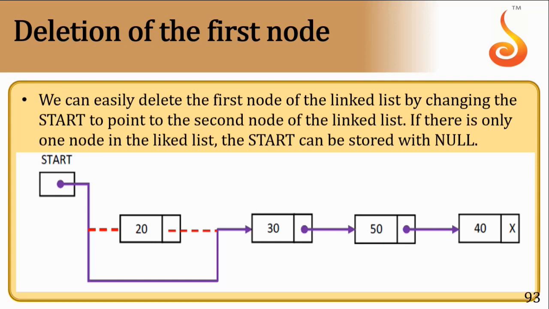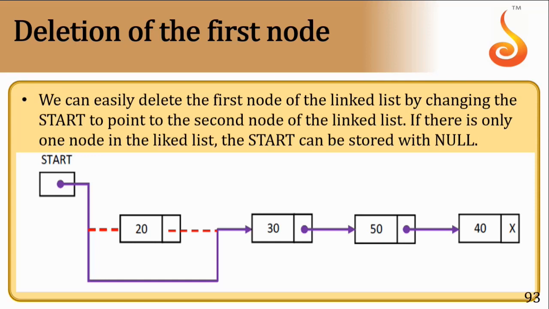When the node to which head is pointing is the first node, and if the link part of it is not pointing to some other node but is pointing to null, it means that it is the last node in the list, or I can say it is the only node in the list. If the link part of that node is pointing to null, it means that it is the only node. So just make head point to null, automatically that gets deleted, and then it shows it's an empty list. That is, we can easily delete the first node of the linked list by changing the start or the head to point to the second node of the linked list.